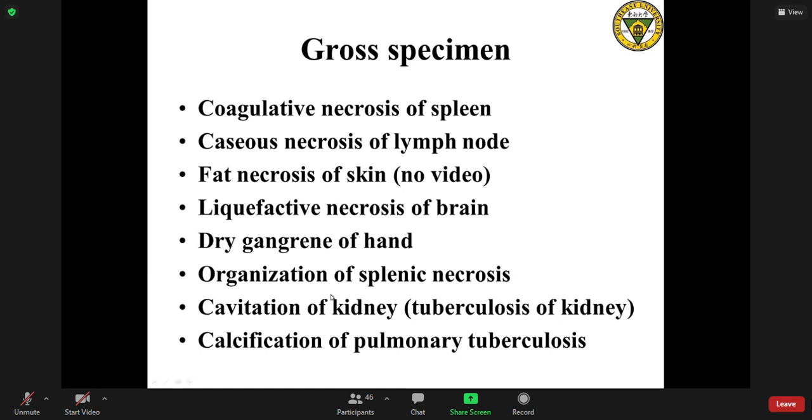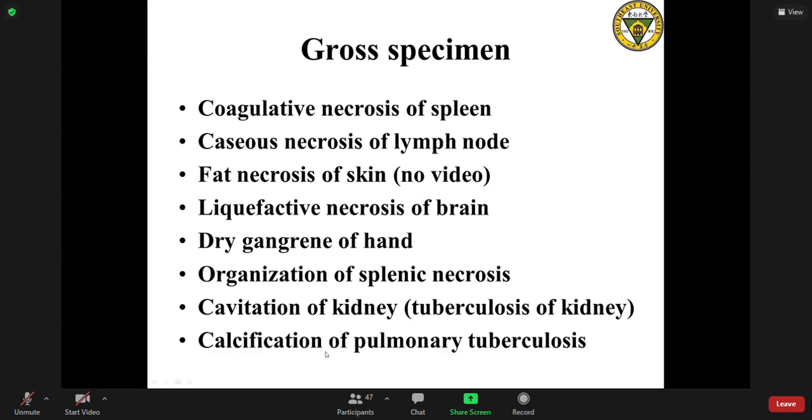And organization. It's also the granulation tissue, organization of necrotic tissue. And sometimes a cavity can form. To show, kidney tuberculosis can cause the kidney to form many large cavities. It's also a consequence of the necrotic tissue.